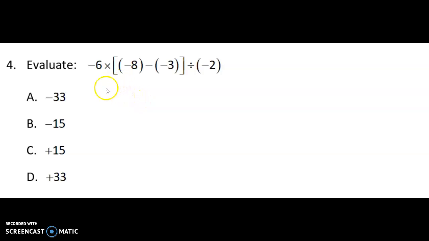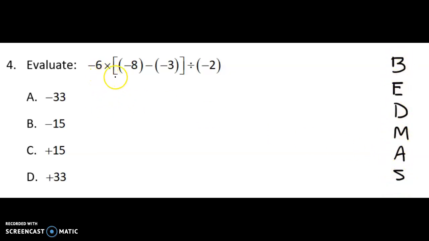Here we're asked to evaluate an order of operations problem. So before we begin to solve that, I'm just going to write down the acronym we use for our order of operations, which is BEDMAS. So remember that B stands for brackets, E exponents, D for division, M for multiplication, A for addition, and S for subtraction. So these are the order in which we need to do these things.